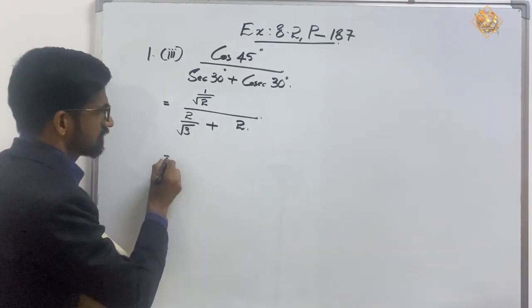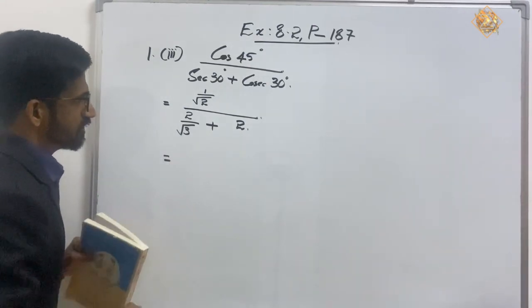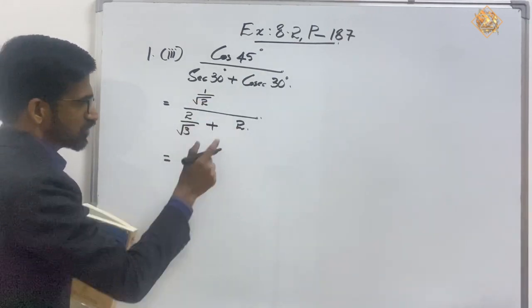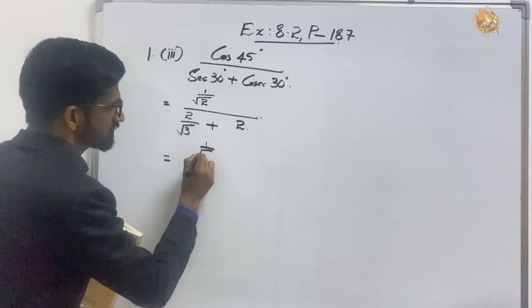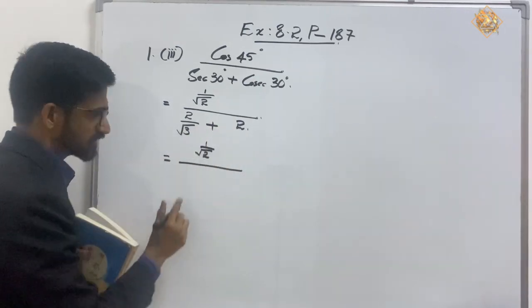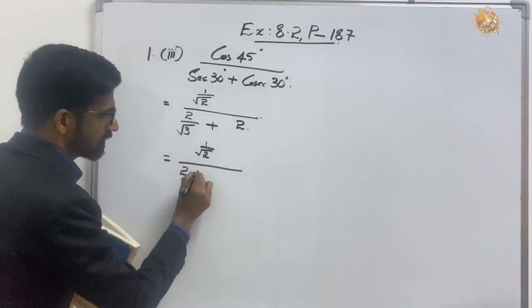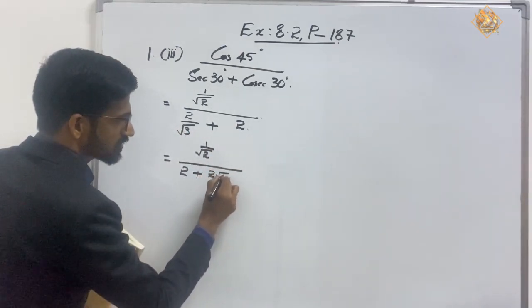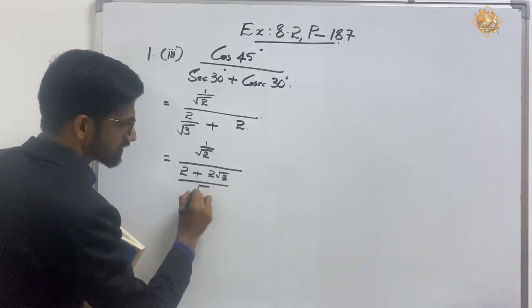Okay, solving, you should be very careful. So here fractions are there. So first we will just solve the denominator. Numerator it is 1 by root 2 by. Here we can do the cross multiplication, isn't it? So 2 plus root 3 into 2, that is 2 root 3 by root 3.